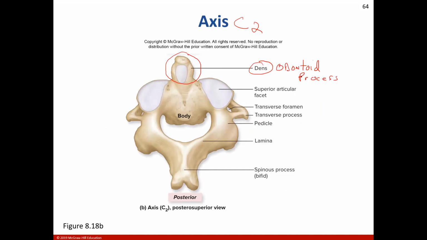So basically the anterior tubercle of the atlas will sit on top of this and rotate and glide. The superior articulating facets of axis will articulate with the inferior articular facets of atlas, C1. Transverse foramen again, 3 holes like every other cervical vertebra. This is the vertebral foramen and the 2 transverse foramen housing the vertebral artery.